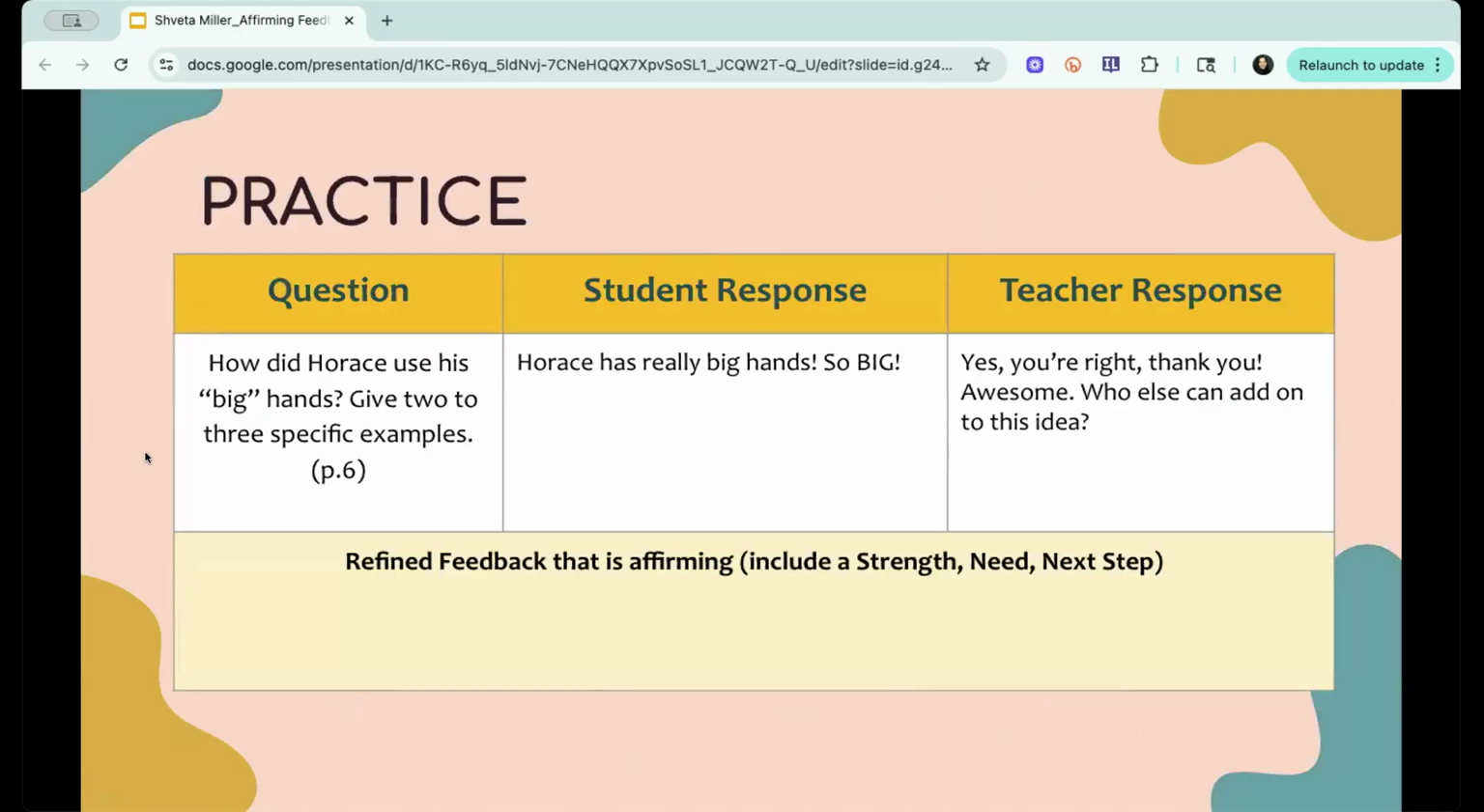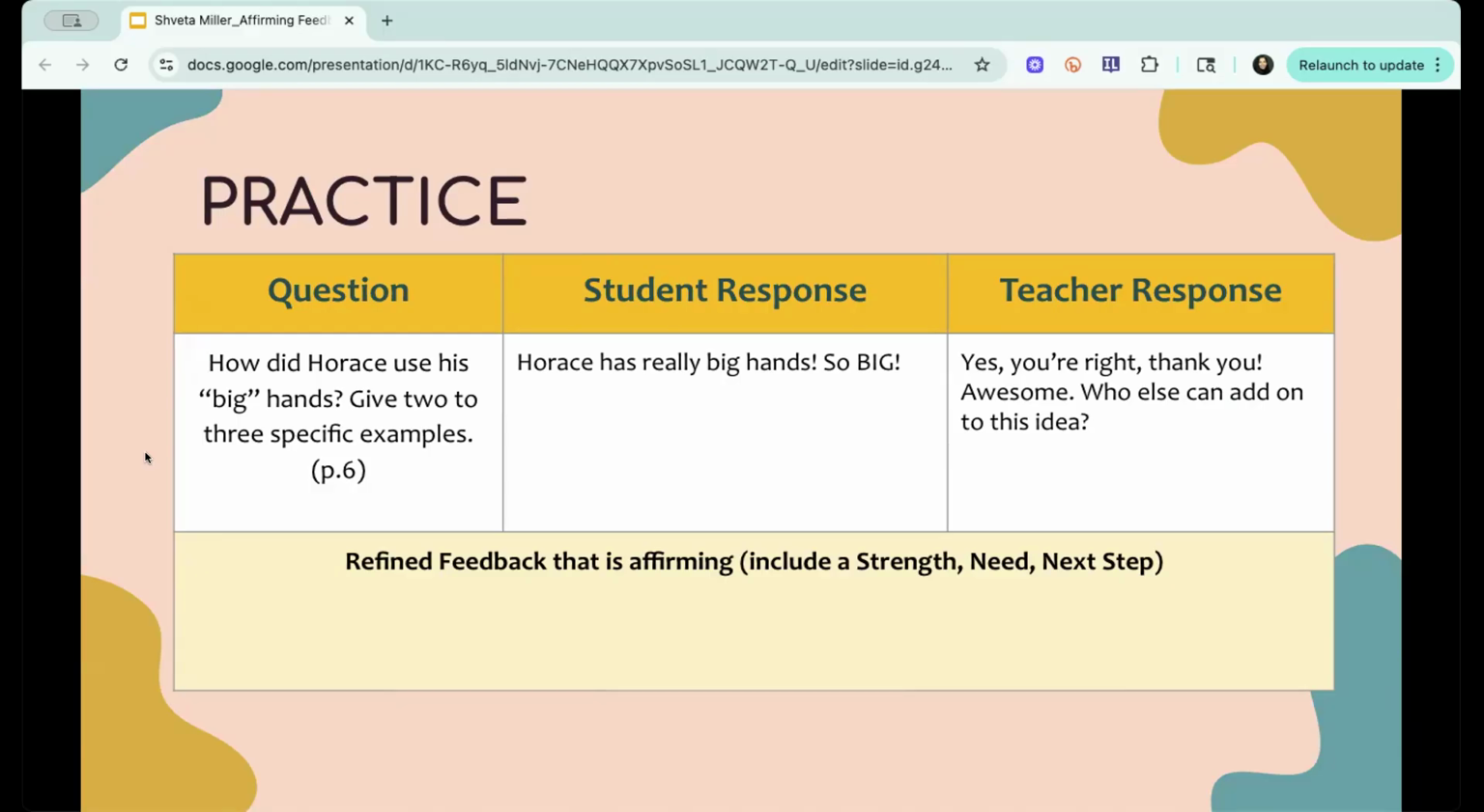Okay. So this is an opportunity for you to practice. If you have a scratch piece of paper, I'd love for you to write the refined feedback that follows the three-step process. Okay, so let's say we ask a question. This is more of a lower elementary situation. How did Horace use his big hands? Give 2 to 3 specific examples. And that was maybe a question taken straight from a curriculum.